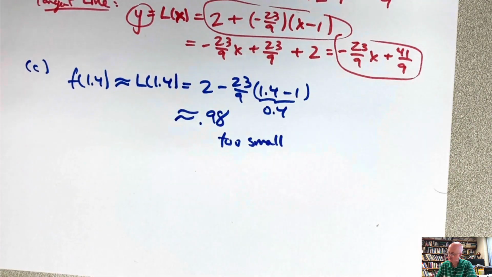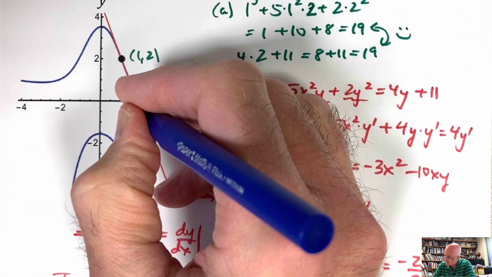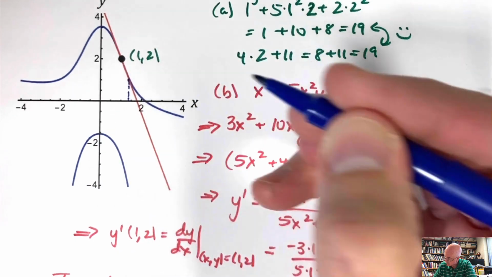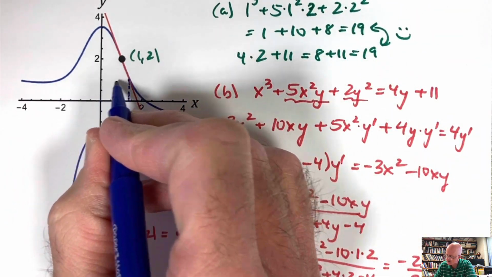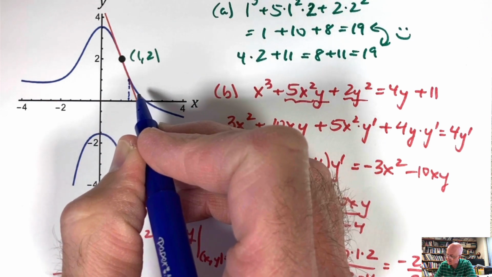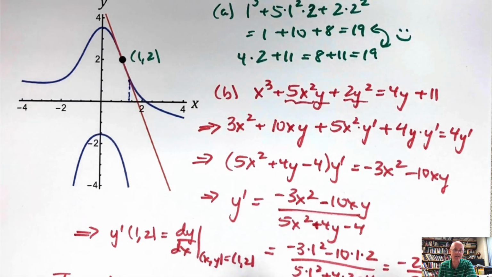Let's see if it seems reasonable looking at the picture. 1.4 is right about here. We just approximated the second coordinate of the point on the red line to be slightly less than 1. Yeah, it looks reasonable. The corresponding point on the blue curve itself is slightly higher. Is it bigger than 1? Maybe. It's hard to tell exactly at this level of resolution for the picture.